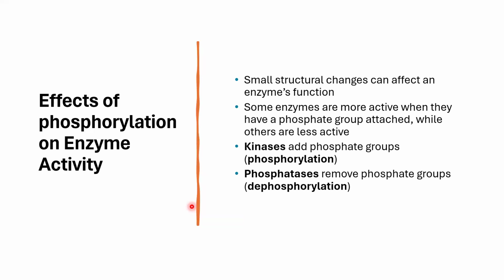So phosphorus is an incredibly important molecule as it pertains to metabolism. And it can induce these small structural changes on an enzyme. And those small structural changes can affect enzyme activity and function. And it's not an all-encompassing rule. Some are more effective with phosphate attached. Some are more effective without phosphate attached. But you will see a lot of times things like kinases and phosphatases. Kinases are going to add phosphate groups through the process of phosphorylation, and phosphatases are going to remove phosphate groups by dephosphorylation.